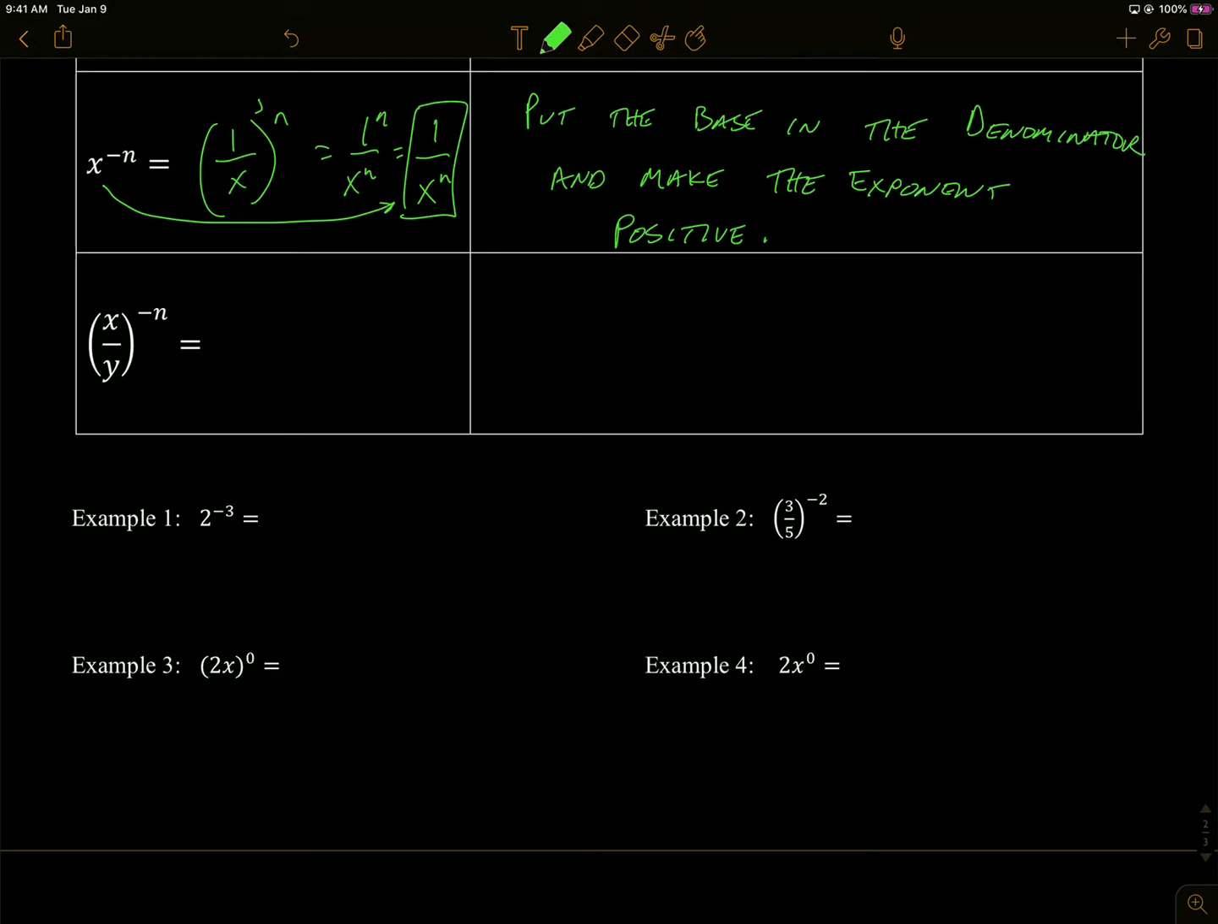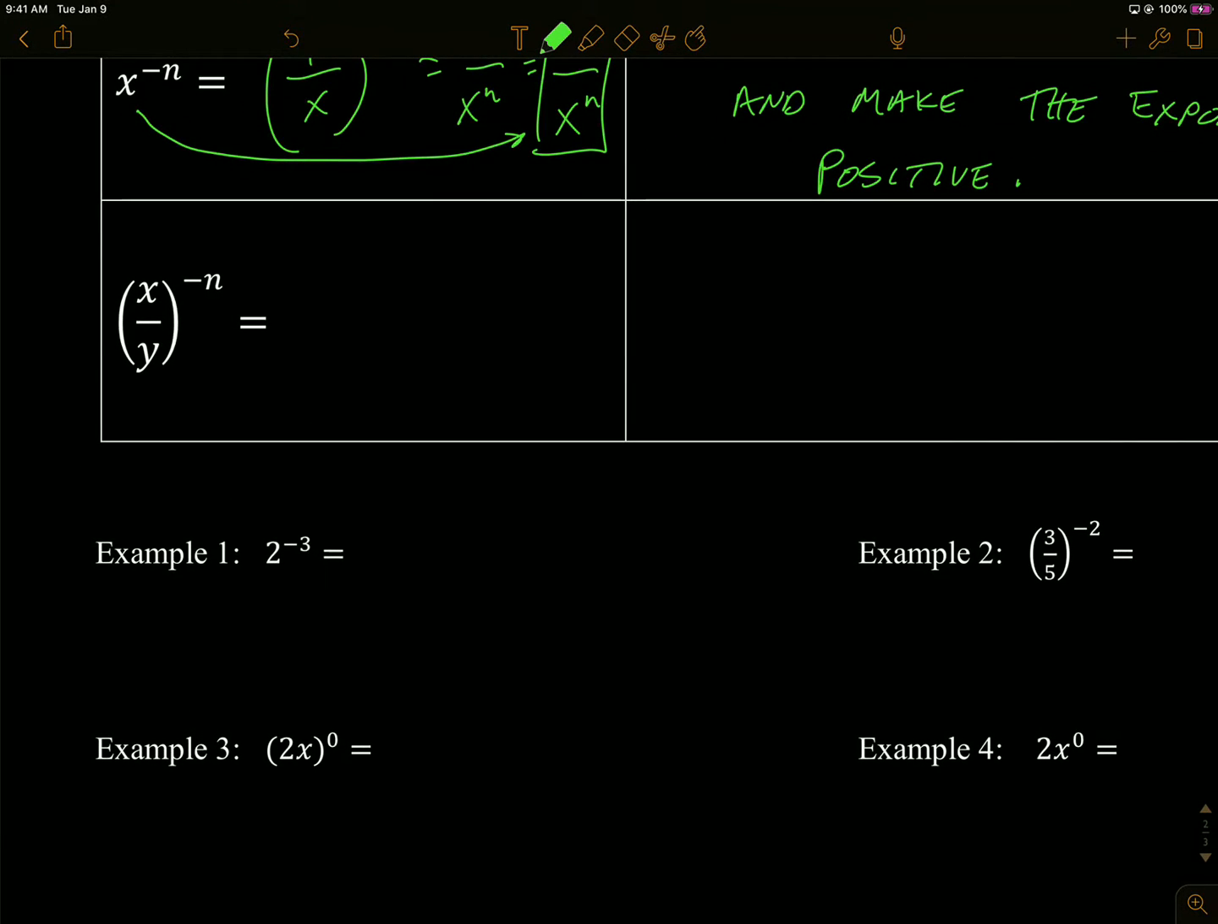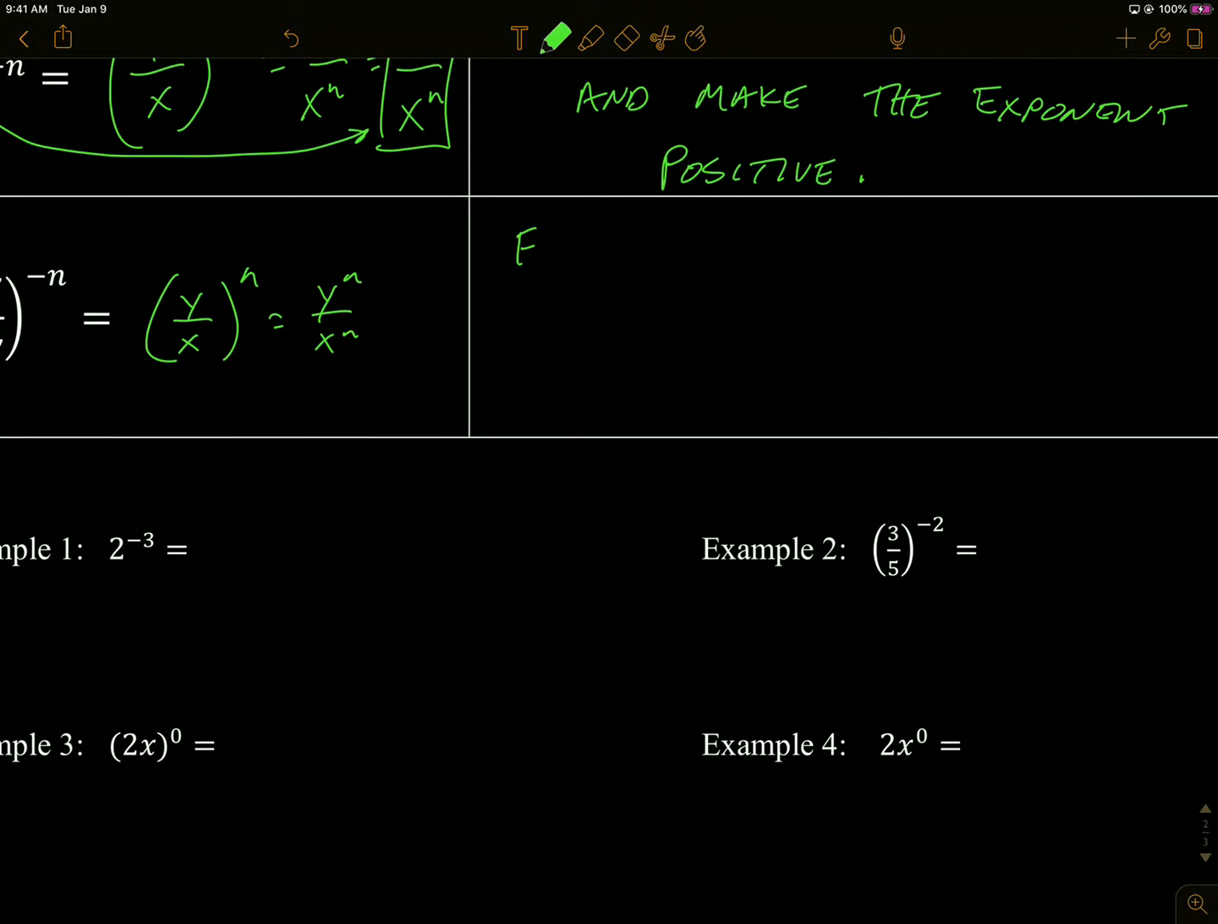Okay, so then what happens when we have a fraction here? Well, we can start with that same step as above. I can make the power positive, but then I have to flip the fraction, or take the reciprocal. So notice that I switch the x and the y, and that's the same thing as y to the n over x to the n. So what we say here in words maybe is: flip the fraction, then make the exponent positive.